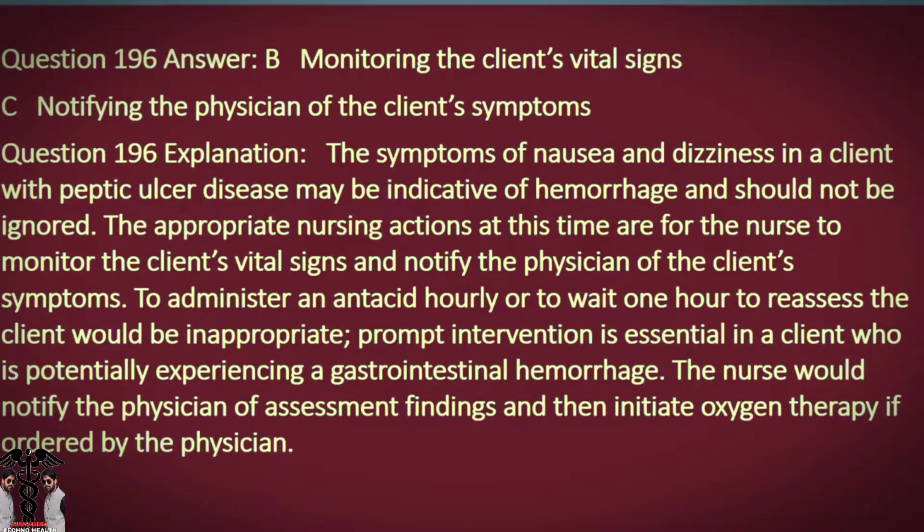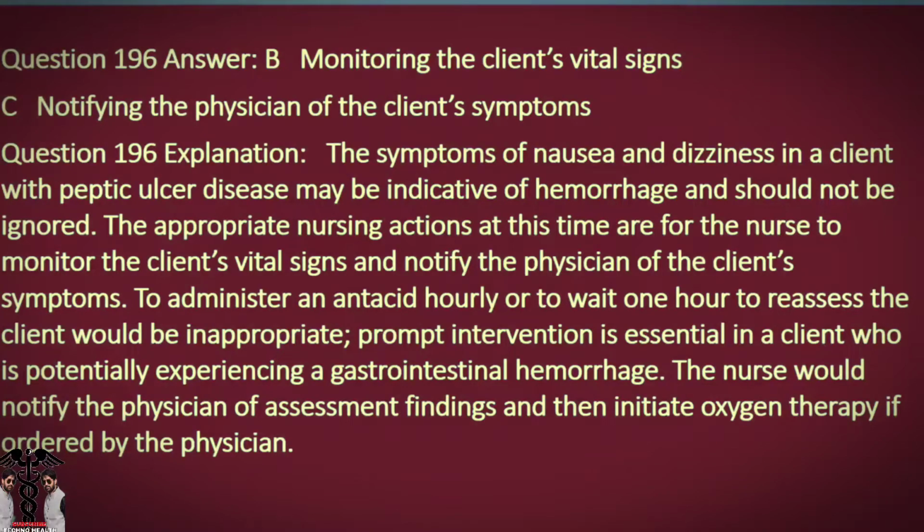Question 196. Explanation. The symptoms of nausea and dizziness in a client with peptic ulcer disease may be indicative of hemorrhage and should not be ignored. The appropriate nursing actions at this time are for the nurse to monitor the client's vital signs and notify the physician of the client's symptoms.